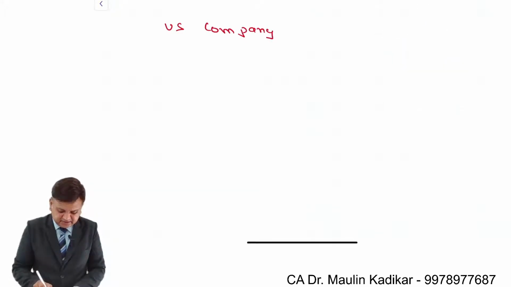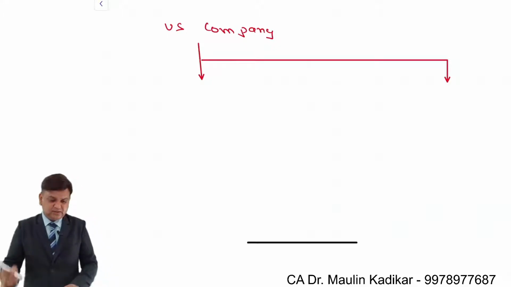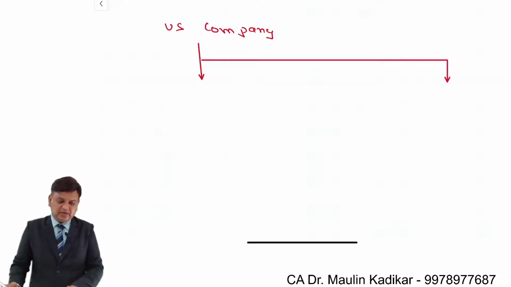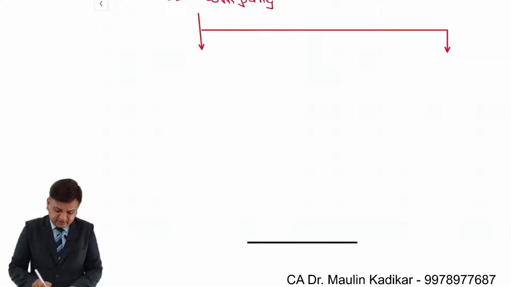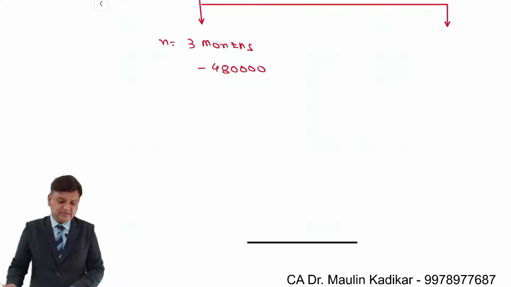It has entered into basically 3 transactions, as the information is given. Columbus Surgical Incorporation is based in the United States of America, has recently imported surgical raw material from the UK and has been invoiced for 4,80,000 pounds, payable in 3 months. So I'm writing N equal to 3 months, and it is payable, so I'm writing negative 4,80,000. Okay, that is what I'm writing, friends.